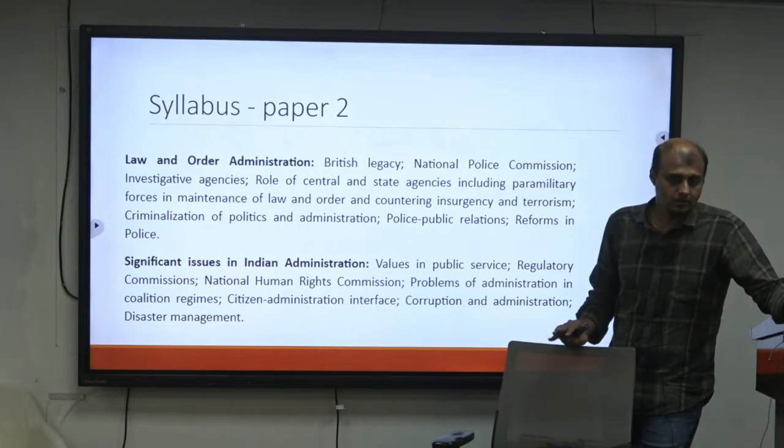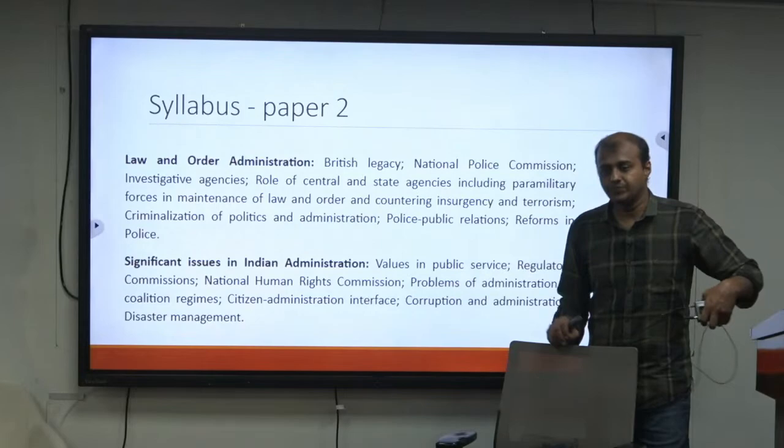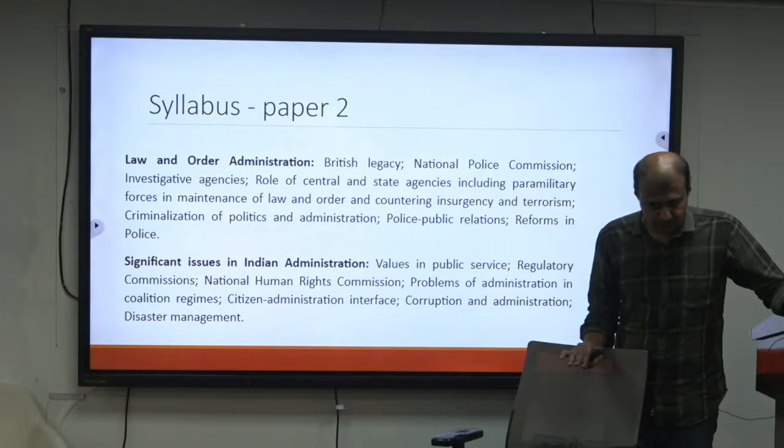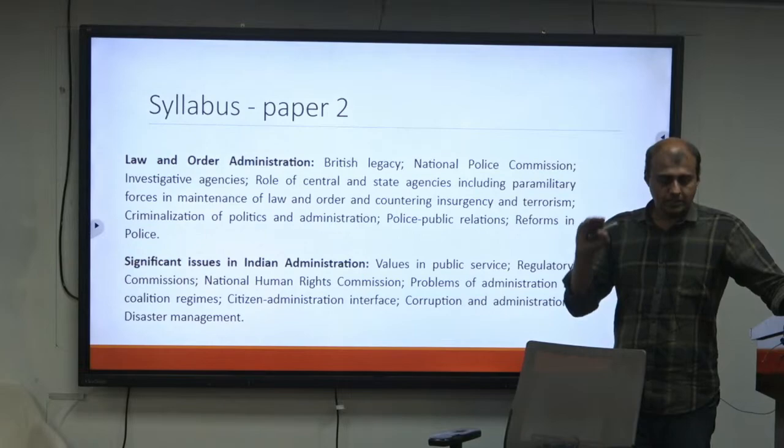First of all, why did we create that level of hierarchy? There are so many British angles. For example, even today, if you look at police, 90% of them are ASI, constable, head constable. 8 to 9% are up to the level of DYSP. DYSP, SP and above is just probably 1.5%.